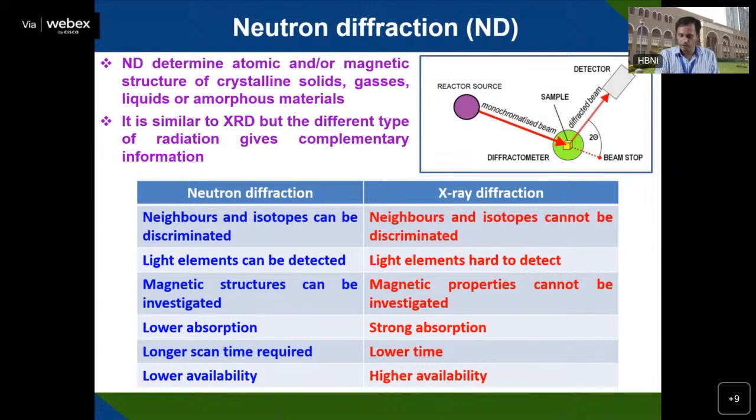You can see here you have a sample and a monochromatic neutron beam is coming. But for neutrons you need a reactor source, so a higher cost is involved in this case. Once the neutron is coming and falling on the crystal, there is a diffracted beam. Similarly, at a 2 theta angle, you will get the particular diffraction pattern, and it also depends upon the Bragg equation to analyze the crystal.